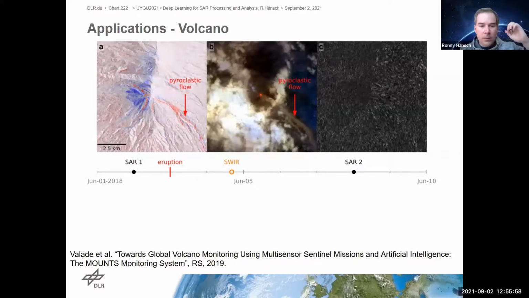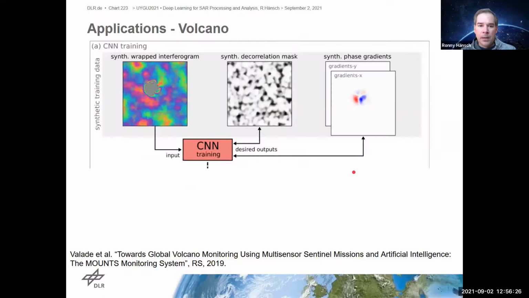This is another example for volcano monitoring. What you would see here is a false color composite of two SAR images, Sentinel images. Here you see the lava flow, basically. This is an optical image with a lot of clouds and dust, of course. So the first SAR image was taken here, then here there was an eruption, right? And then the second SAR image was much later. They trained a CNN on synthetic data, so synthetic interferograms, estimating the coherence as well as the phase gradients, right? The phase gradients are depicting the deformation.